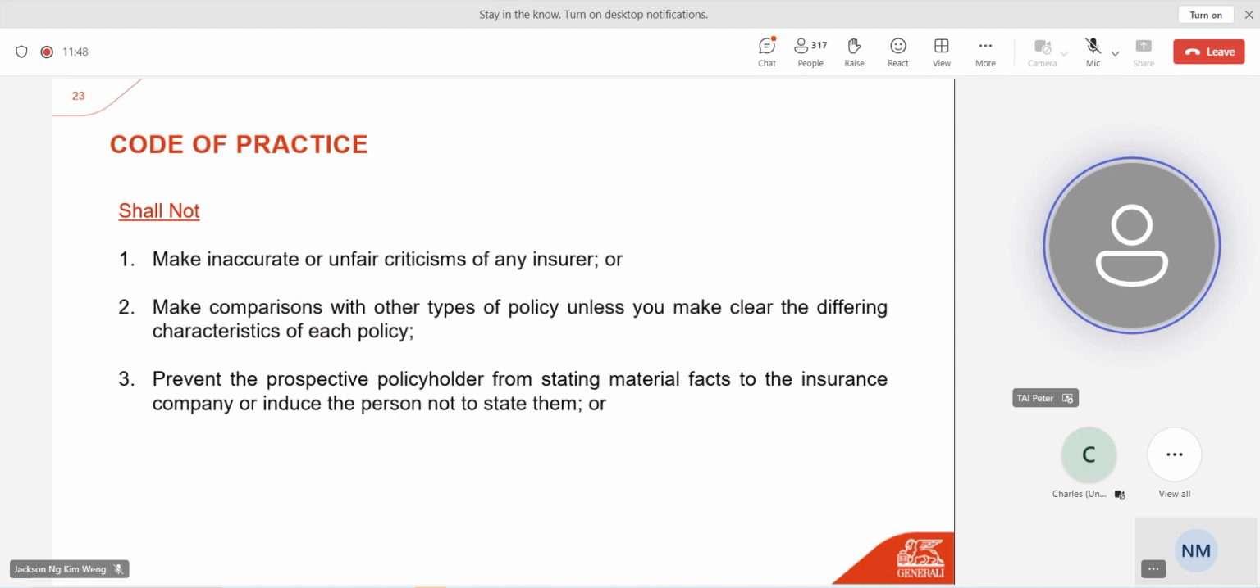Medical card is if you have a diagnosis, then you see a doctor, you have an operation, then the medical card will trigger, medical card will pay for that. But for cancer cash, it's different. So basically, you must explain all these things carefully to your customer and make clear the differing characteristic of each policy.